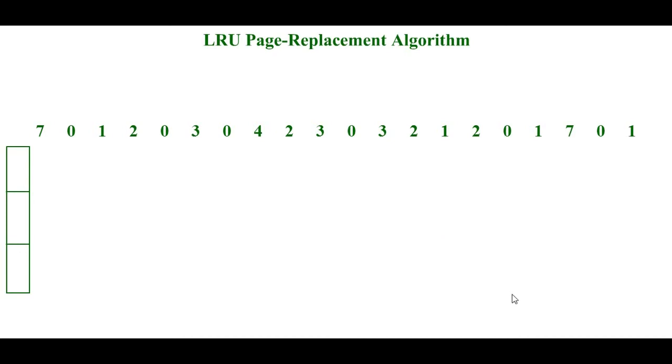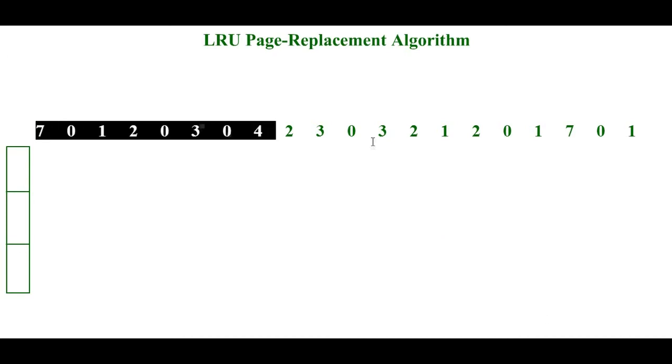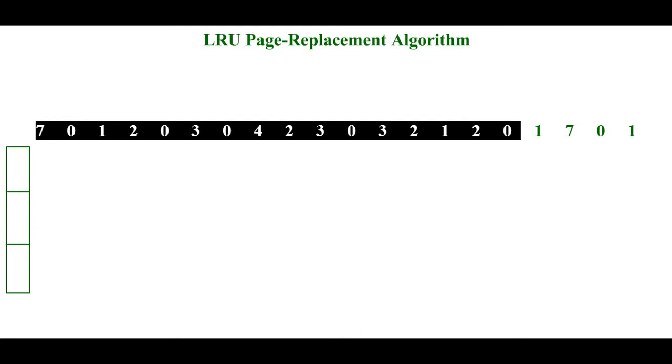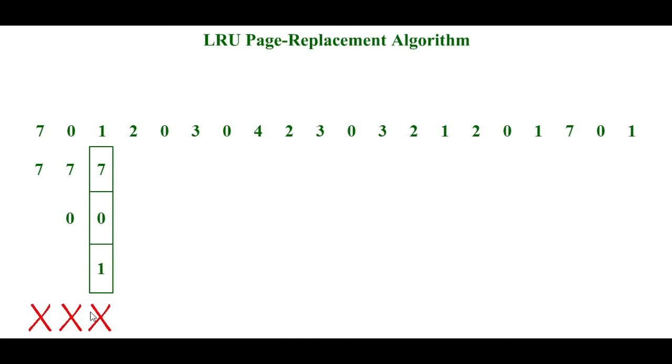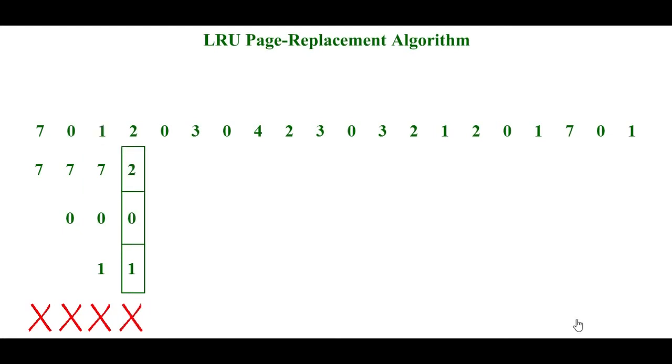Now let's see how it works. This is our reference string. This is a frame of size 3, and this cross shows a hit. Initially 7, 0, 1 will be filled in the empty spaces like this. Next comes 2. Now this 2 will replace this 7, since it is the least recently used, and this 0 and 1 are comparatively more recently used. Next comes like this.